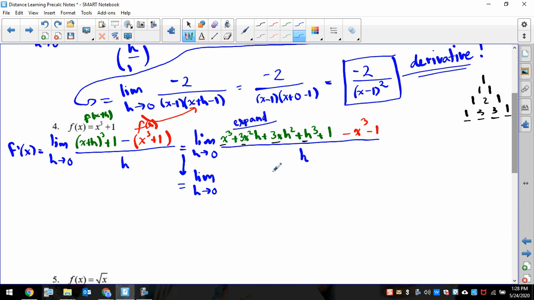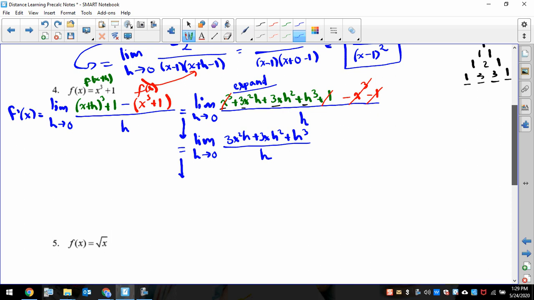But what's next? Okay, so we get some cancellation. The x cubed cancels, and that 1 that I forgot cancels. Let's write what's left over. So in the numerator, we're left with 3x squared h plus 3xh squared plus h cubed all over h.